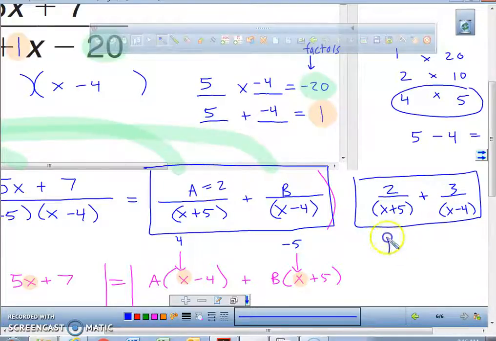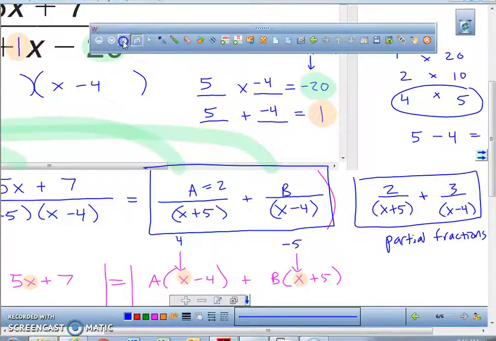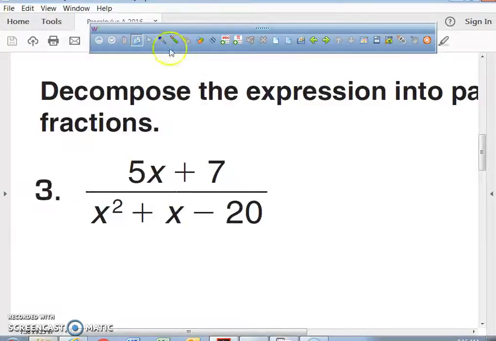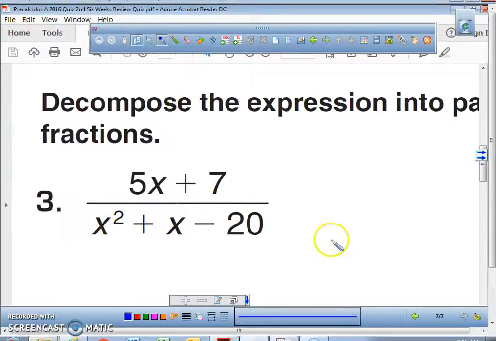These are together what's known as your partial fractions. This is your final answer for number 3. Okay? Because the 2 over x plus 5 plus the 3 over x minus 4 together, if you added those together, they would equal our original expression of 5x plus 7 over this trinomial. Okay?